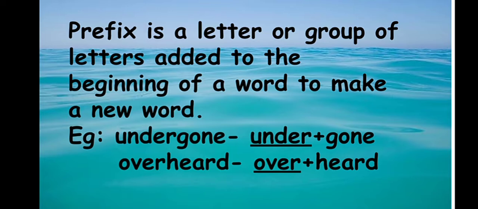Example, the first one is undergone, and it's under plus gone. Here we have added two words, and that's how we made a new word. Yes or no? Under plus gone. So under is the prefix. The prefix is a letter or group of letters added to the beginning of a word. Here we have added it to the word gone. So we have added the prefix to the word gone and we have made a new word, and that is undergone.